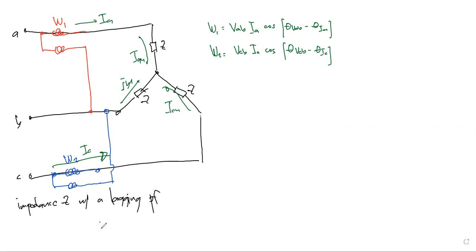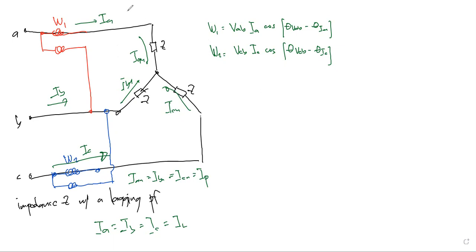So we denote IA equal to IB equal to IC. These are the line currents. And for the per phase current, we also denote IAN equal to IBN equal to ICN equal to the per phase current IP.